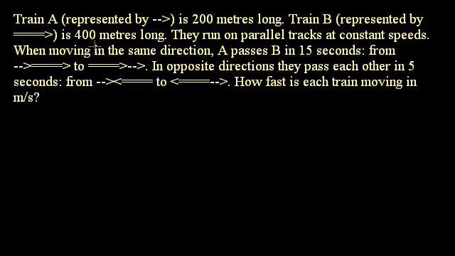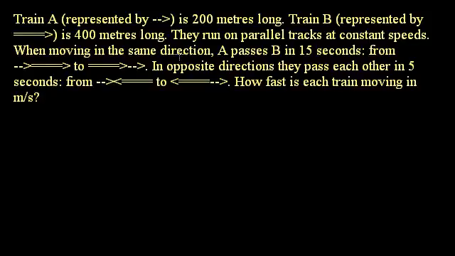So here we have train A, represented by these 2 dots and an arrow, is 200 meters long. And they did this because I think they want to be specific about the configurations they're talking about later in the problem. So let's just read it. Train A is 200 meters long. Train B is 400 meters long. They run on parallel tracks at constant speeds.